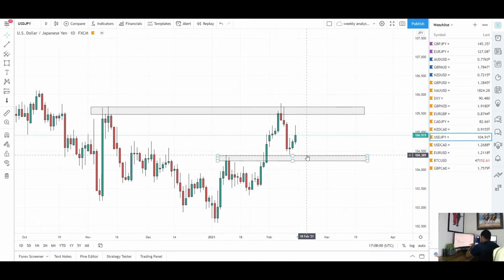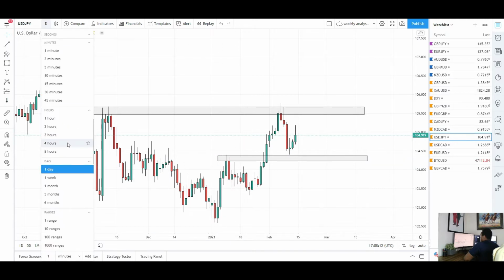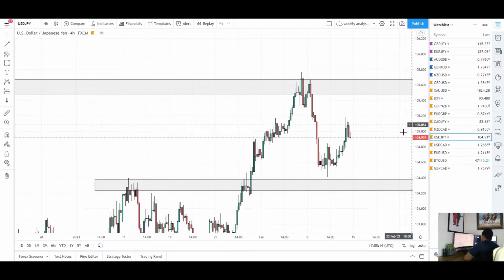Didn't quite test it, we wicked almost into it, missed it by a few pips, but still treating that as price finding support there, and we did see a nice push back to the upside for USD JPY now. So USD JPY gave us a big push to the upside.